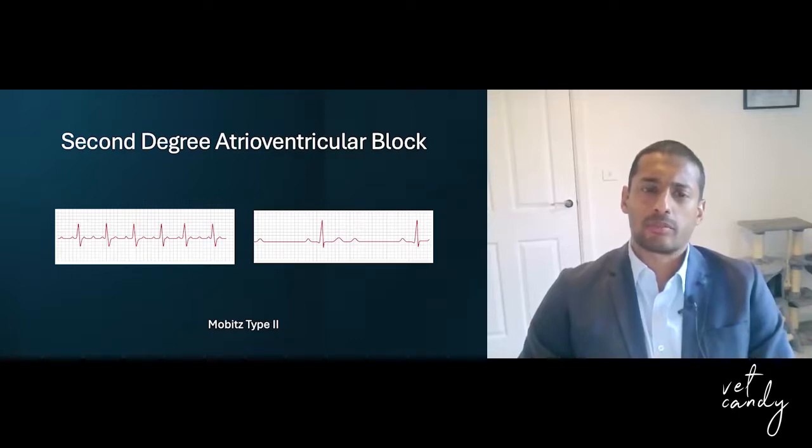However, if there are a lot of blocked P waves, particularly consecutively, termed high-grade AV block, then treatment may be indicated. Some dogs respond to medical treatment to increase heart rate and reduce vagal tone, for example, atropine, terbutaline, theophylline, hyoscyamine, etc. Symptomatic dogs with more severe second-degree AV block may need pacemaker implantation.